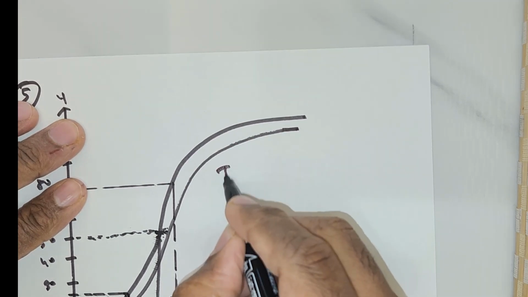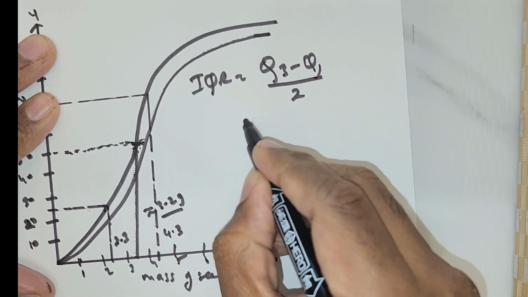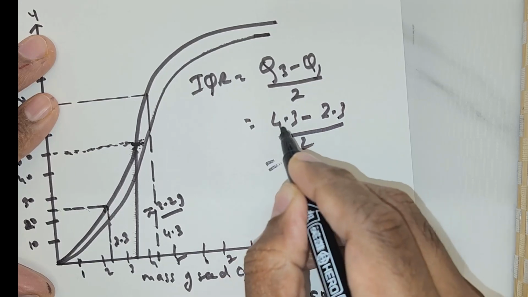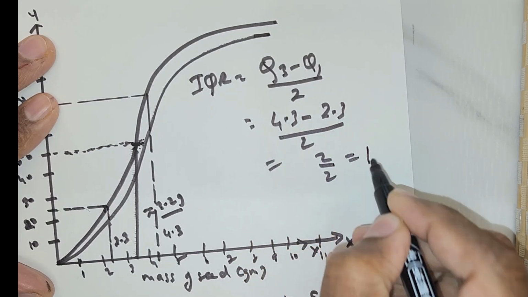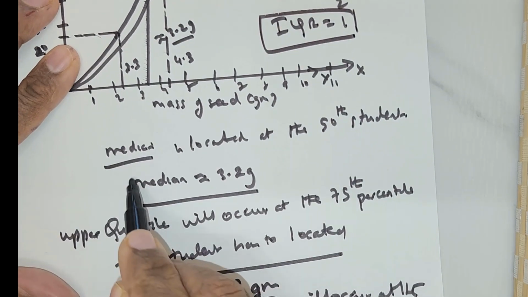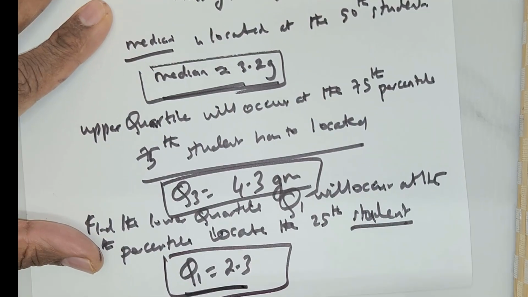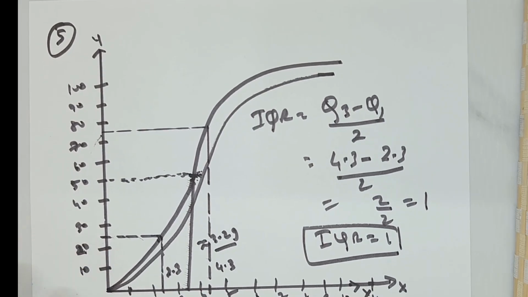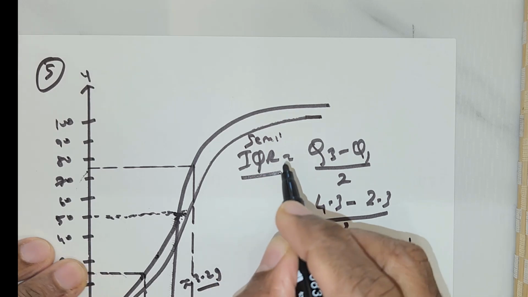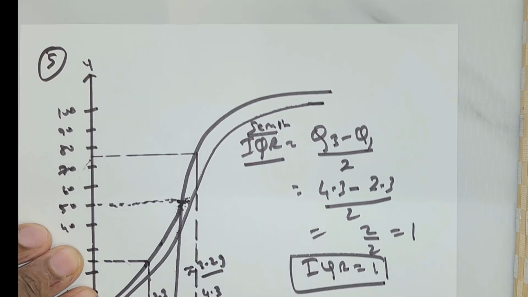Now they are asking us to find the IQR. Now IQR is nothing but (Q3 minus Q1) divided by 2. My Q3 is 4.3, my Q1 is 2.3. This is nothing but 2 over 2, which is equal to 1. So IQR is equal to 1. So you have to box these results. Box it and show it to the examiner, so you can get easy scores on all these. Now this is actually the semi-interquartile range. It's not just the IQR, it is semi. That's why we are dividing by 2. So have that in mind.